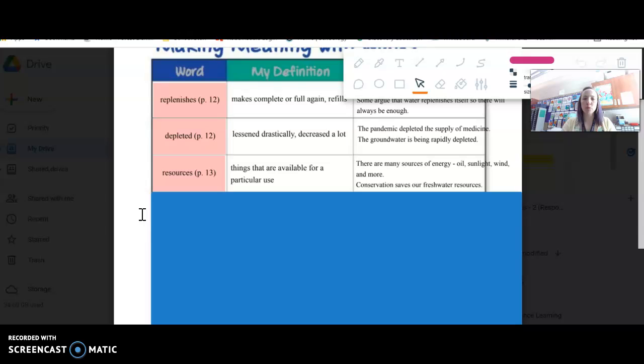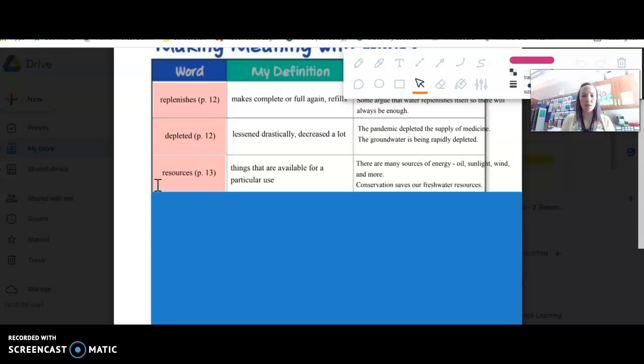Resources, things that are available for a particular use. So there's a lot of natural resources you might have heard of. It can also be used in a lot of different senses, the word resources. We have a lot of resources at school, right? But natural resources are things like that give us energy or water or different minerals that we use from the earth. So there are many sources. Like how I didn't use the word resources. So it'd be, there are many resources that give us energy. Oil, sunlight, wind, and more. Would be a correct way to use that.